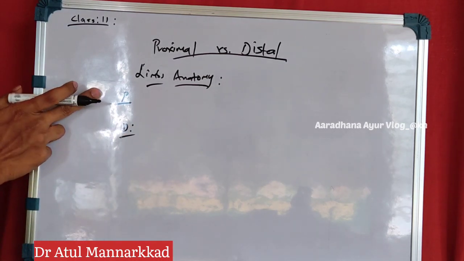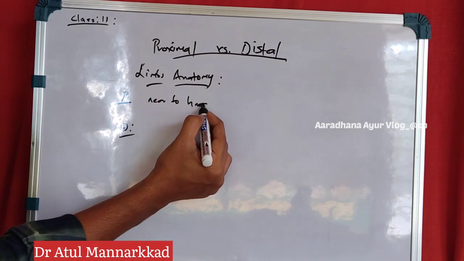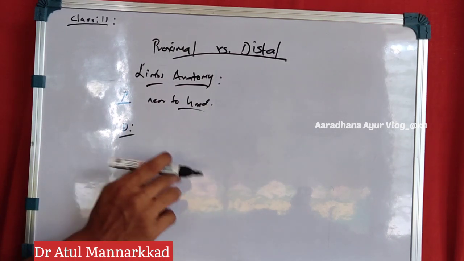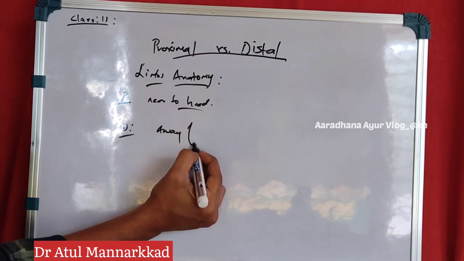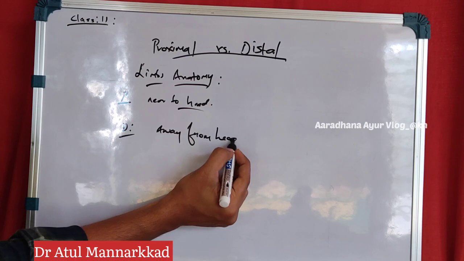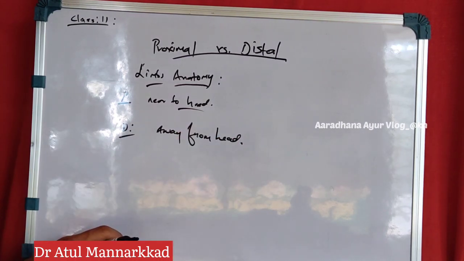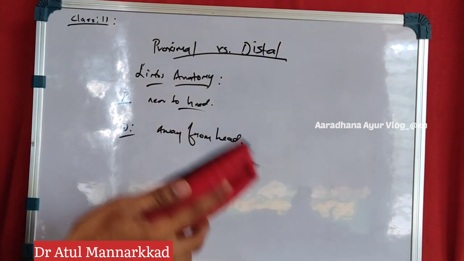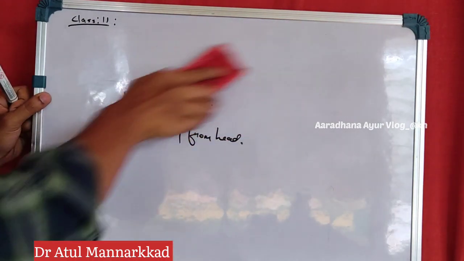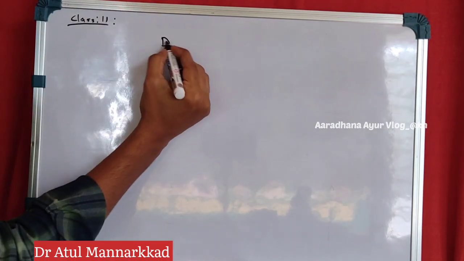So proximal is the structures which are near to the head, and again, which is away from the head is the distal one. That is proximal and distal, which we use in the limb anatomy. Again, coming to the dorsal versus palmar. Dorsal and the palmar.